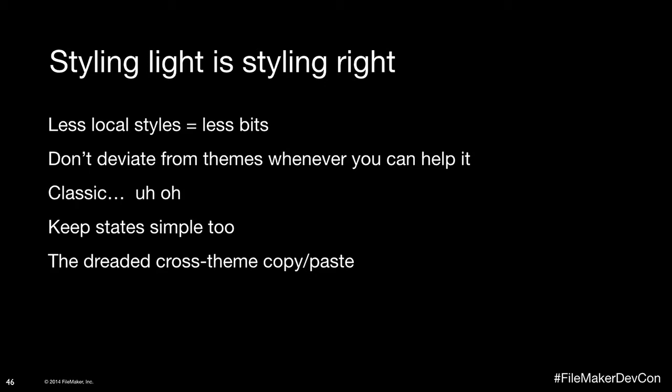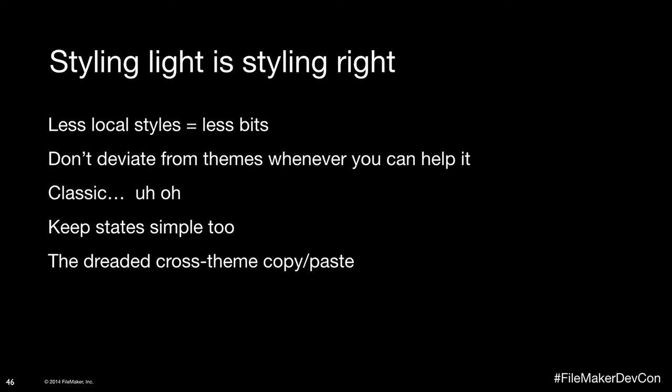So if you want to avoid less local styles, you do that by not deviating from the themes unless you can help it. That was a little bit hard to do in FileMaker 12. You'd kind of just choose a theme that was as close to what you wanted as you could, and then you just deviate where you need to. We've given you a much better way to deal with this in FileMaker 13, which I'll talk about in a little bit.